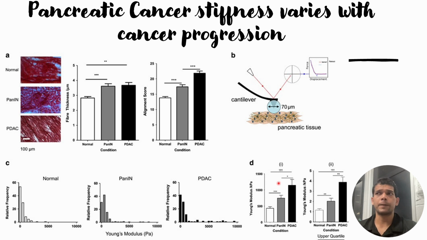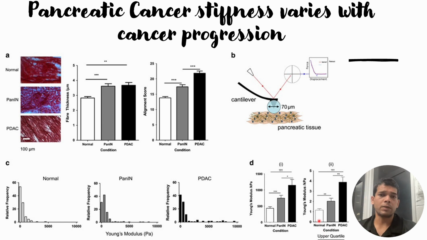For mechanotransduction, the stiffer tissues usually drive the mechanotransduction forces. So thereafter, they also compared the upper quartile of the Young's modulus of the pancreatic tissues, and this also shows a significant difference. PDAC shows values of around 4 kilopascal, whereas PanIN shows values of around 2 kilopascal, and the normal shows values of around 1 kilopascal.